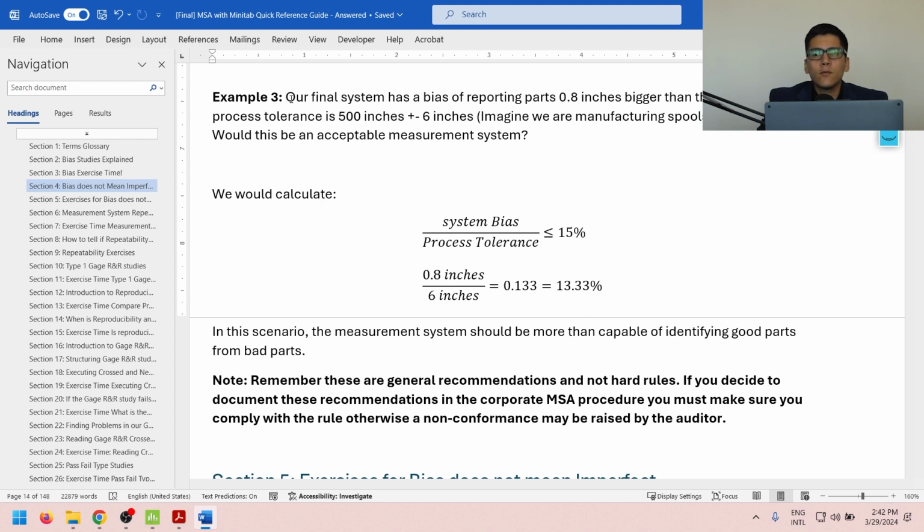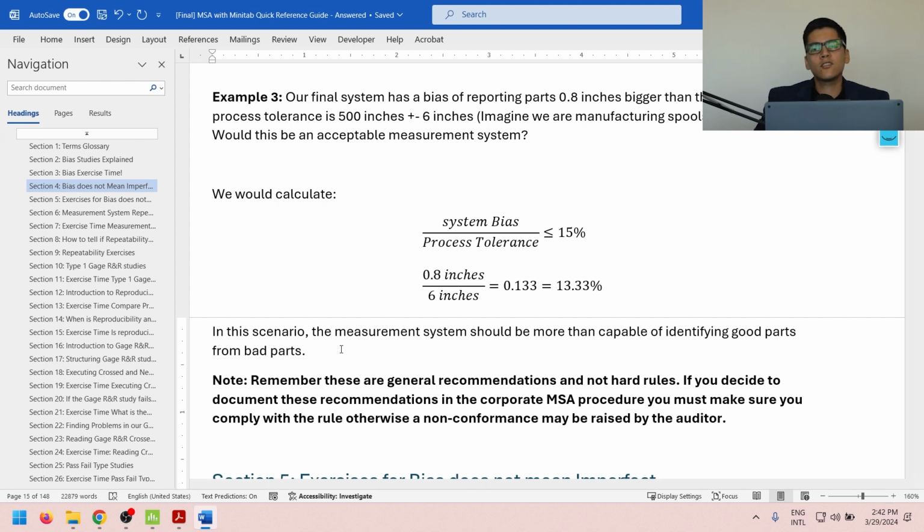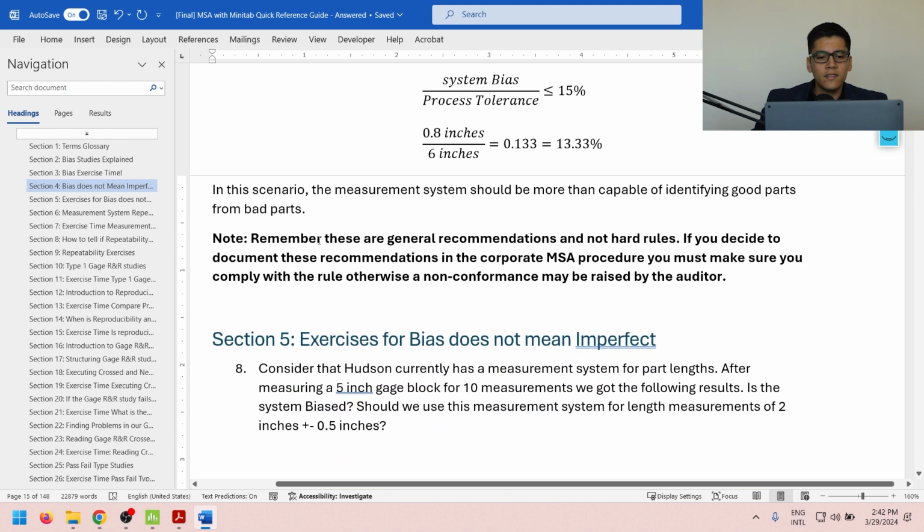Now you might say, well, is this acceptable or not? We have a deviation of 0.8 inches, which is actually quite high, divided by my tolerance of 6, and that gives me 13.33%. So in this scenario, I could keep this measurement system. The tolerance is big enough to accommodate such an extreme bias on my measurements. Now, please remember that these are general recommendations and not hard rules.